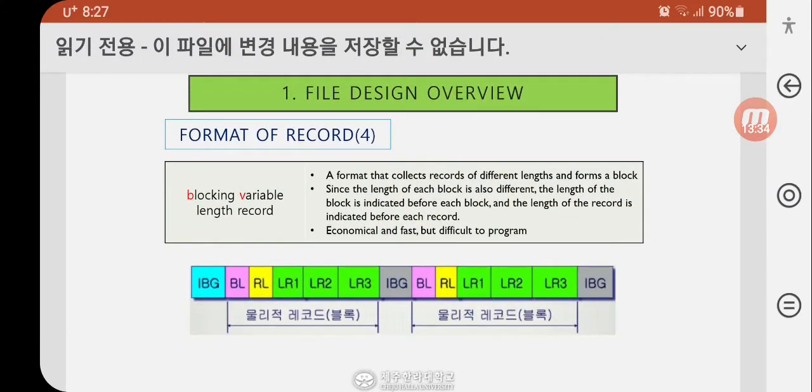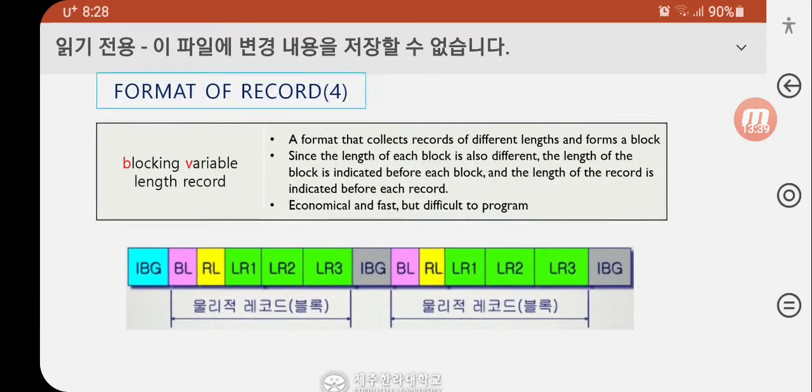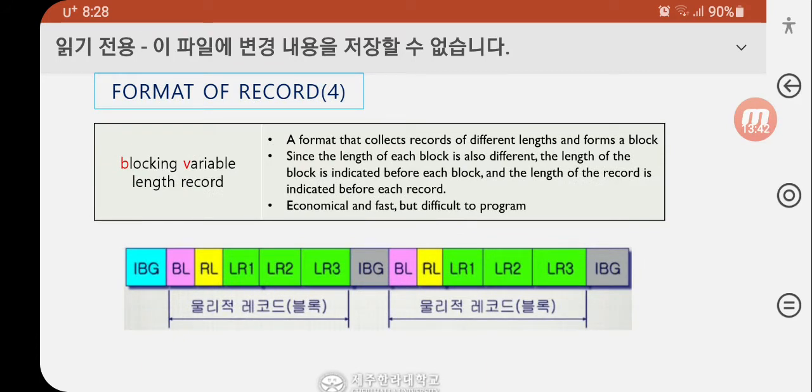The last type is blocking variable length record. This is a format that collects records of different lengths and forms a block. Since the length of each block is also different, the length of the block is indicated before each block, and the length of the record is indicated before each record. This is economical and fast, but difficult to program.